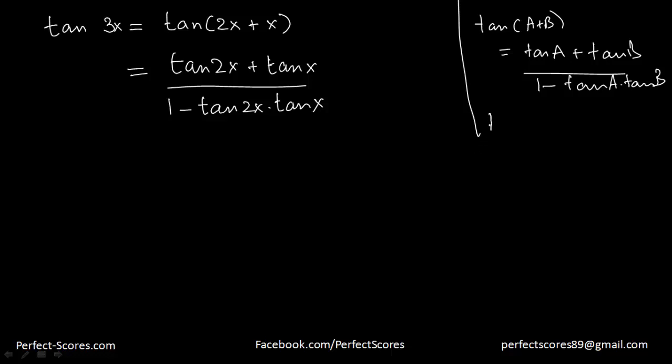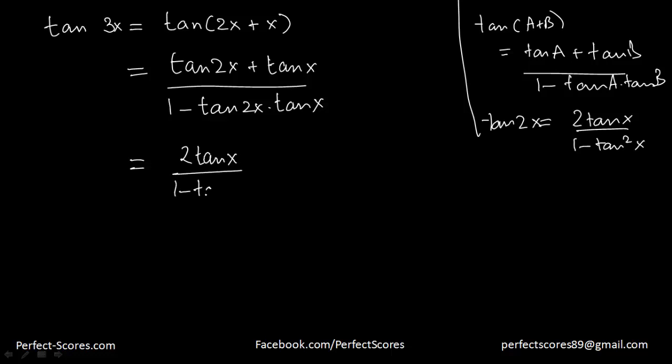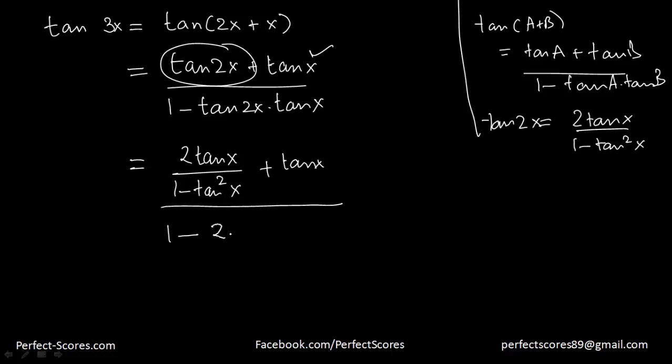Let's break tan 2x into some parts. We know that tan 2x is equal to 2 tan x divided by 1 minus tan square x. So if we do that, it's 2 tan x over 1 minus tan square x, plus tan x, divided by 1 minus, if we open this up, 2 tan x over 1 minus tan square x into tan x.